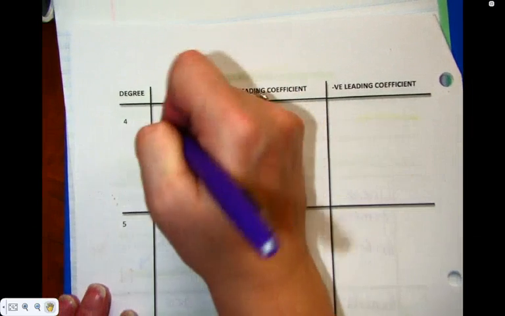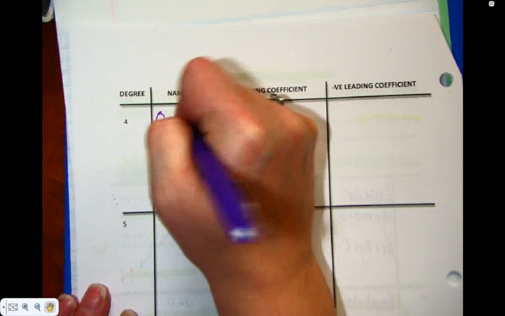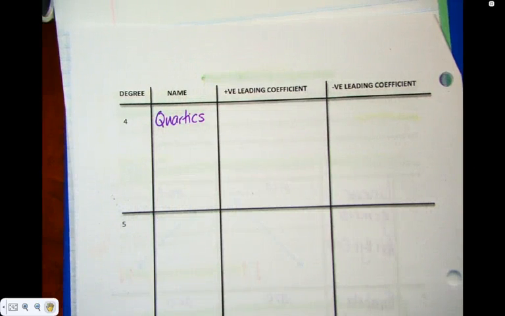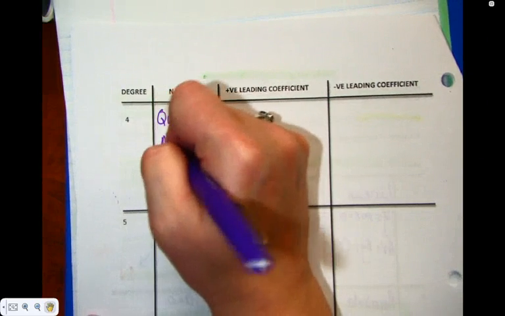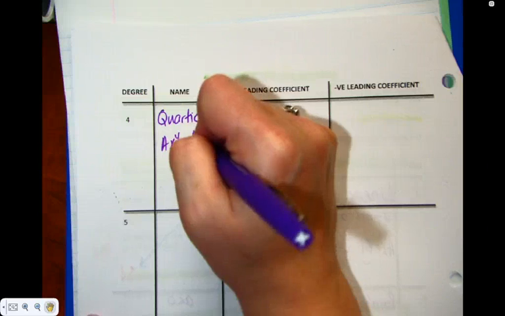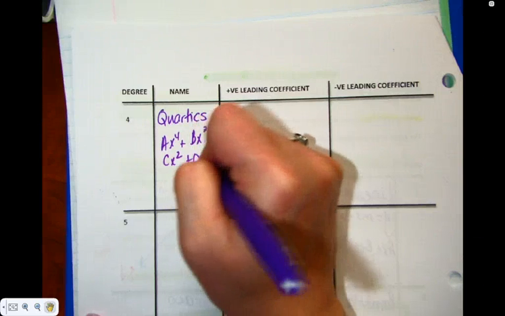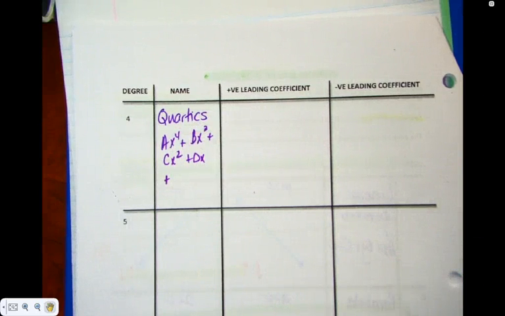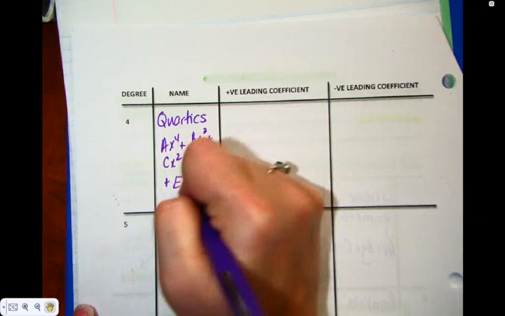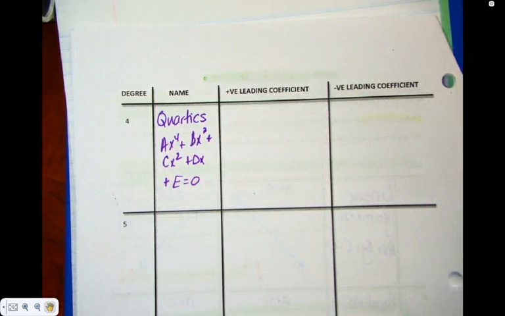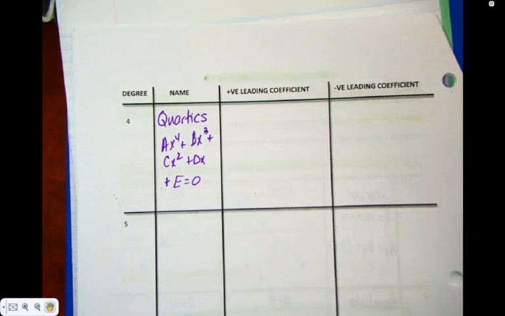X to the 4, they're called quartics. Because a fourth is a quarter, a fourth of a dollar is a quarter, that's why they're called quartics. And their form is ax to the 4 plus bx cubed plus cx squared plus dx plus e, because we're not creative people, and equal to y or equal to 0, it doesn't matter. That's the general form of a quartic. Ax to the 4 plus bx cubed plus cx squared plus dx plus e.